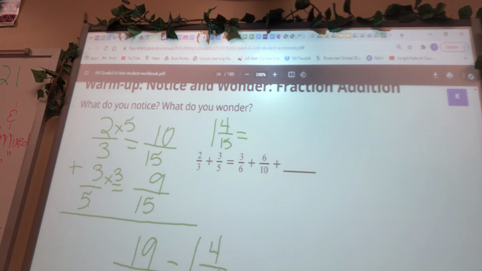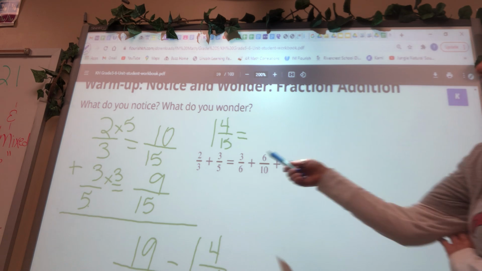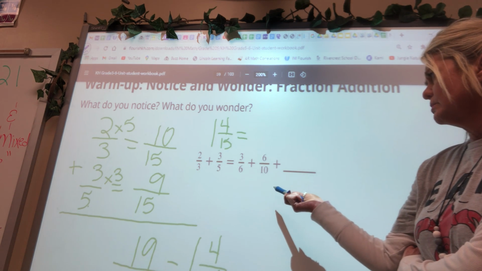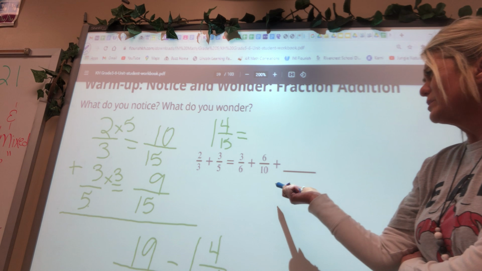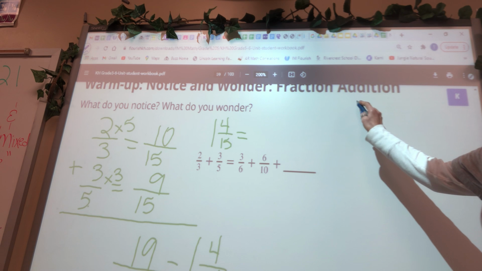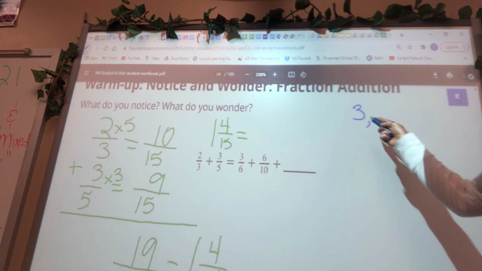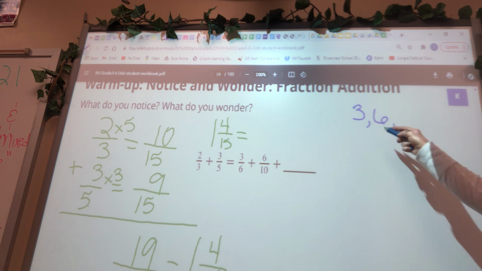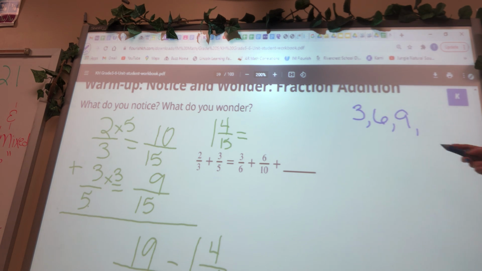Let's back up and think about something. All of these numbers, just these numbers, what's the lowest number they would all go into? So let's look at 3 times 1 would be 3. 3 times 2 would be 6. 3 times 3 would be 9. 3 times 4 would be 12, 15, 18, 21, 24, 27, 30, 33, 36.